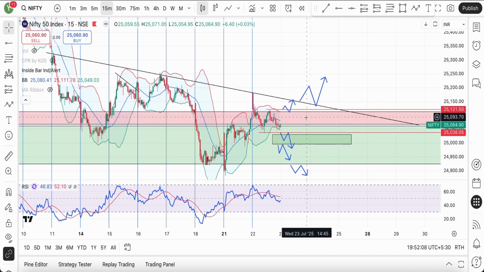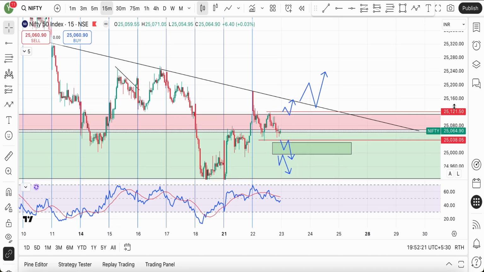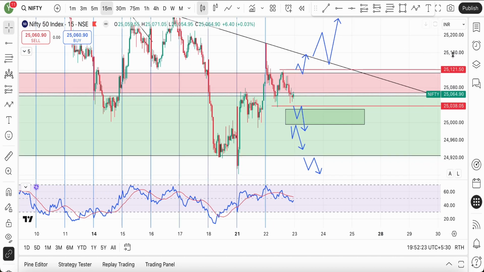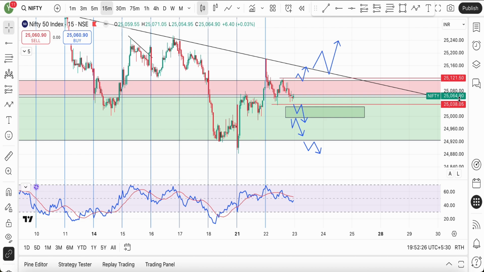But again, that is something we'll let the market decide. Our job is to react to the market, not to predict the market. So these are all the multiple scenarios which can happen in the market, and based on what scenario plays out, if there is something which plays out according to our planning, we will be planning a trade. If not, we will be simply avoiding the trade.